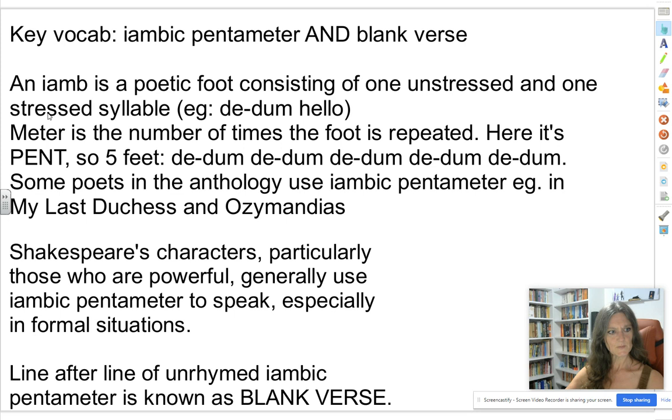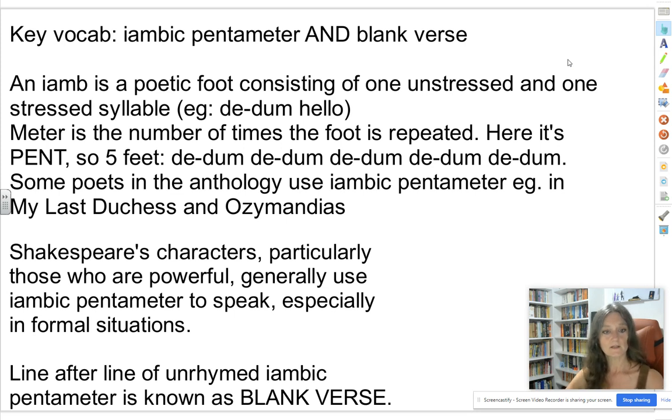And then the next bit is the meter. And the meter is another word for rhythm, really, but more specifically here, it's the number of times this foot, this iamb, is repeated. So here you can see it's a pentameter. And you'll know from pentagons and pentagrams, those with stars that you can draw, that pent is a word which means 5. So in iambic pentameter, there are 5 feet. Di-dum, di-dum, di-dum, di-dum, di-dum.